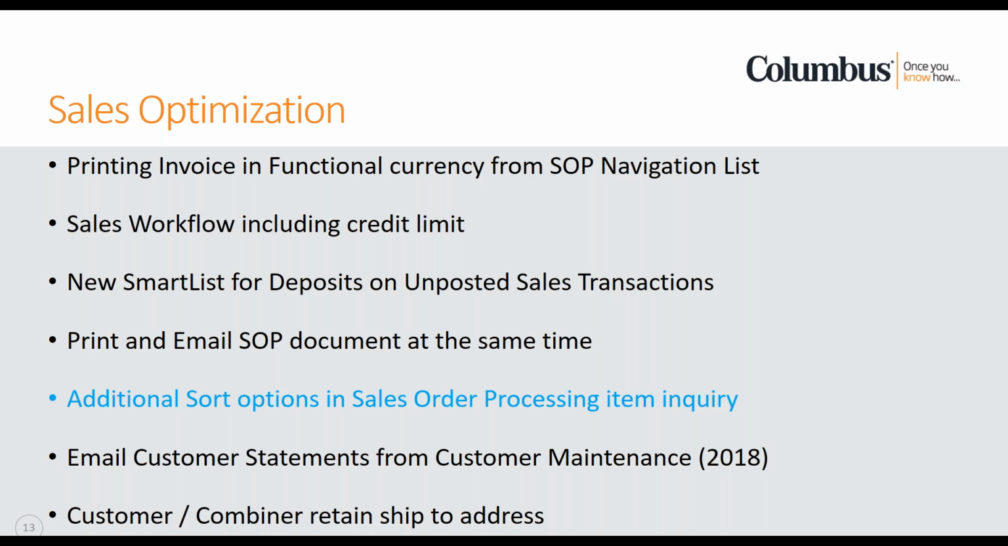You can print and email a sales order document now at the same time. The printing obviously is not new. The emailing's been in there for several versions, but now you can do them simultaneously, so you don't have to pick one or the other. We have some additional sort options in sales order processing item inquiry, and that one I'll show you what that screen looks like. So that's why that's in blue.